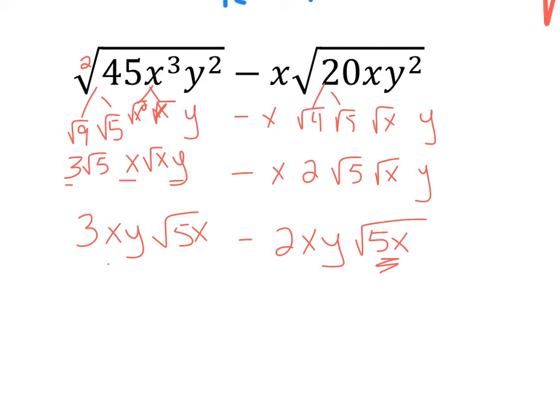Now you should notice that this is the same thing as this. All you have to do is do 3 minus 2, and you get 1. So the answer is xy square root of 5x.